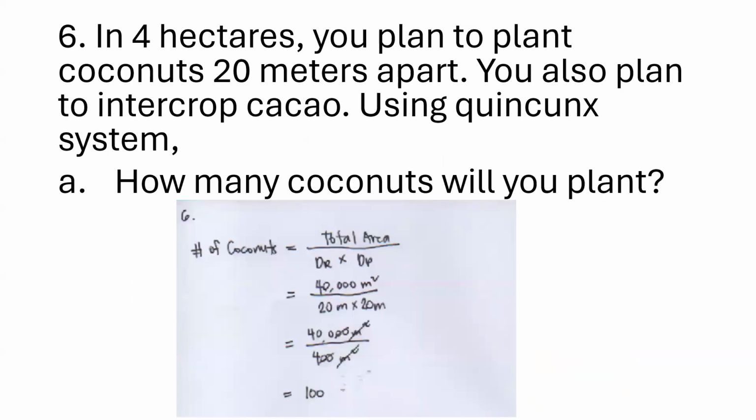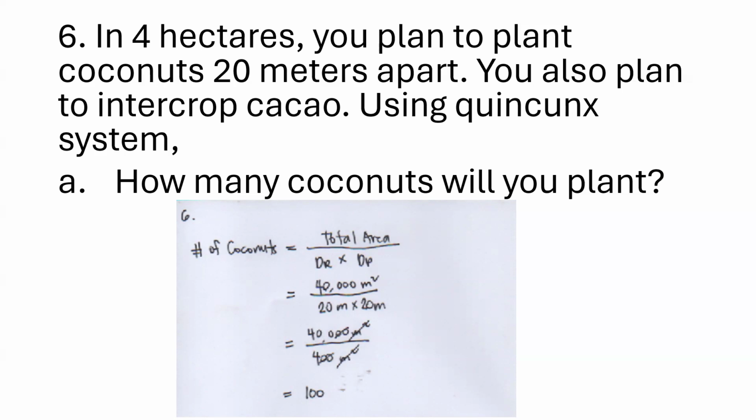Okay, let's try letter A. Number of coconuts equals total area divided by the distance between rows and the distance between plants. So, ang area natin is 4 hectares. 4 times 10,000 square meters is 40,000 square meters. Then, planting distance is 20 meters. So, 20 meters times 20 meters equals 400 square meters.